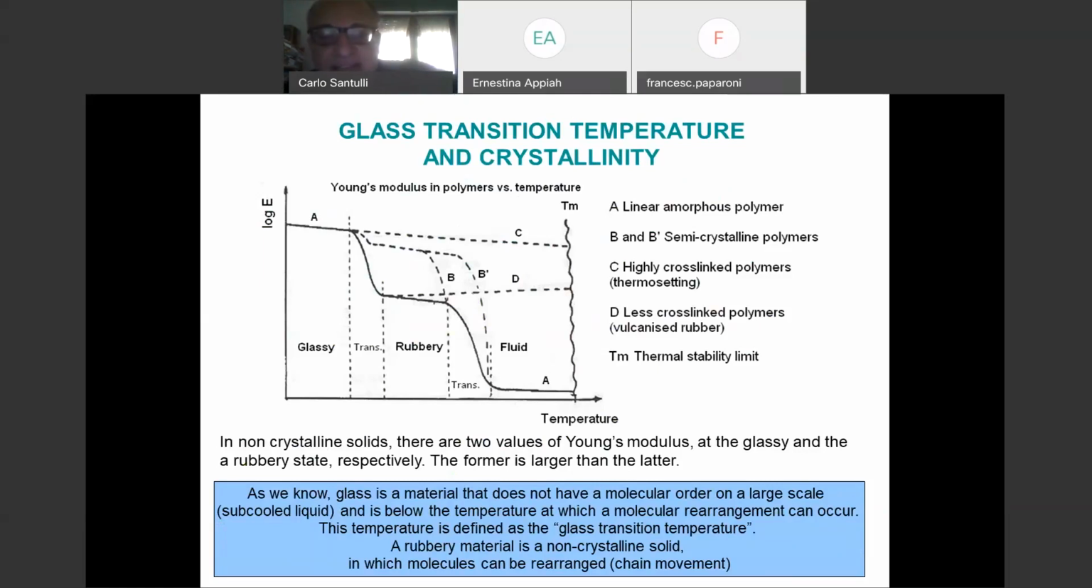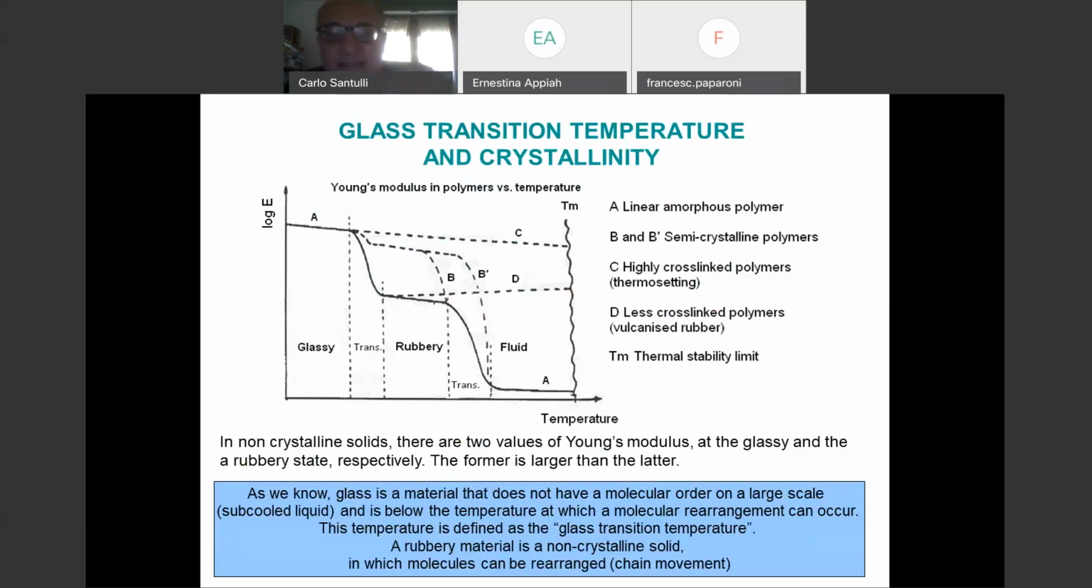Then you have another transition, and you get to a fluid. And in this area in which you have a fluid, probably a non-Newtonian fluid, you are able to process the material. Then you have a thermal stability limit, which means that at a certain point you are not able to process the material because it degrades.